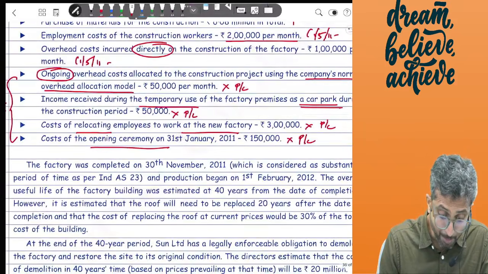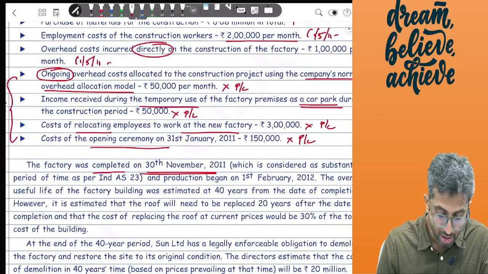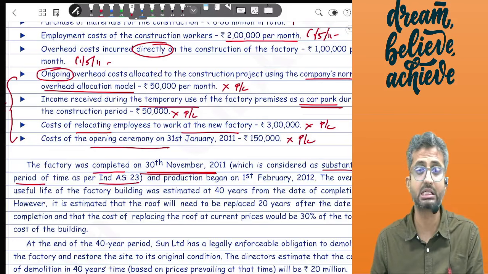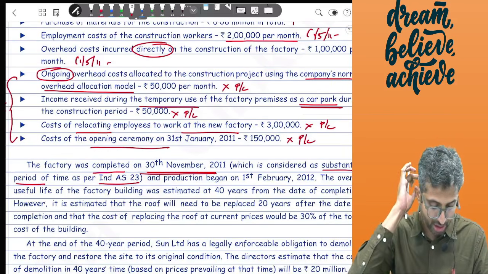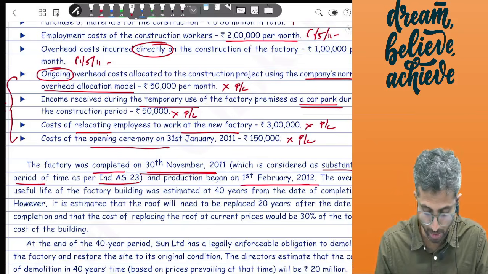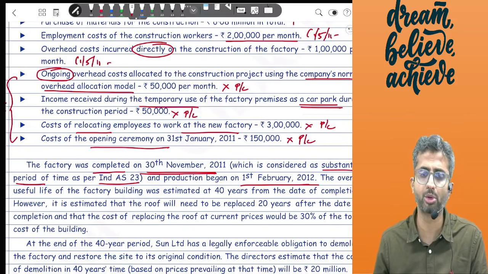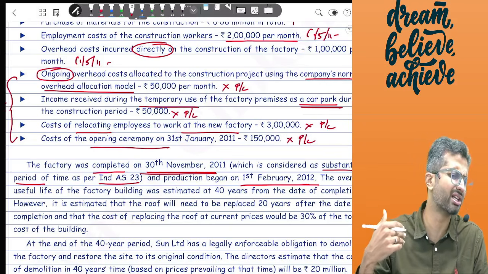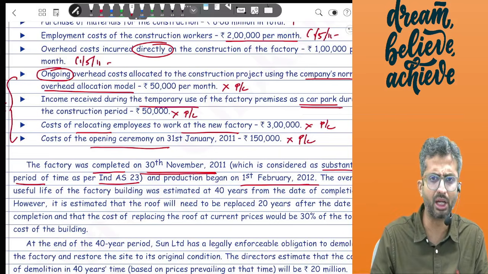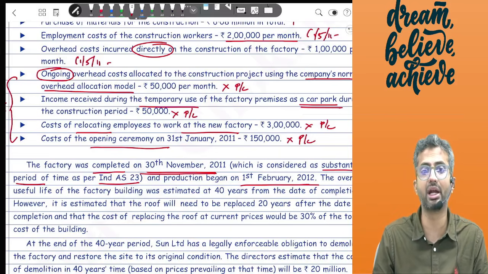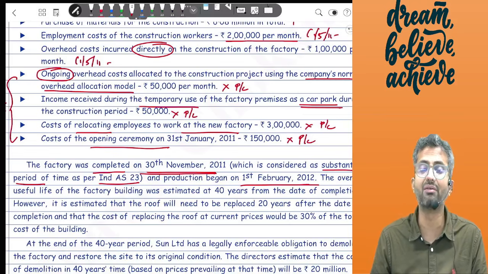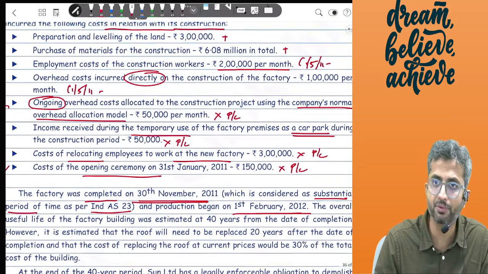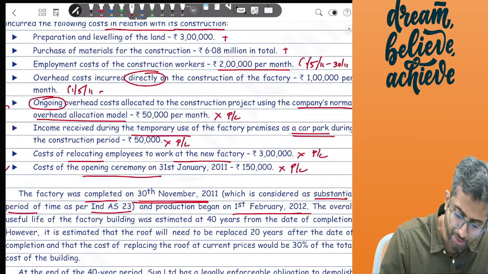Now the factory was completed on 30th November 11, which is considered as a substantial period of time as per Ind AS 23, which means this asset is a qualifying asset. But it was completed on 30th November 11 and the production began on 1st February 12. So maybe it is put to use from 1st February 12, but it is ready for use from 30th November 11, and hence the cost incurred, which is directly attributable up to 30th November 11, that is for a 7-month period, should ideally be capitalized. So this is from 1st of May to, let us say, 30th of November 11.